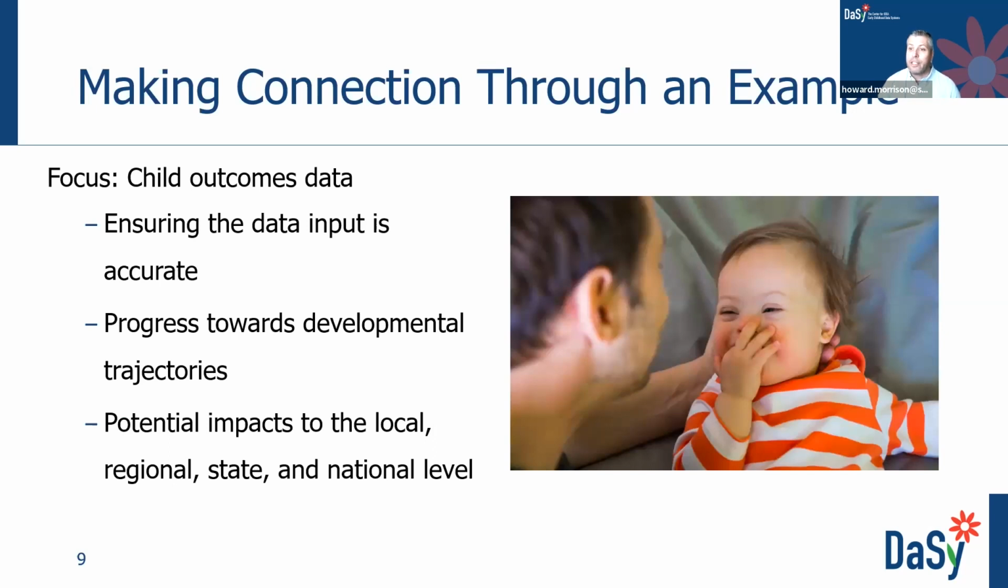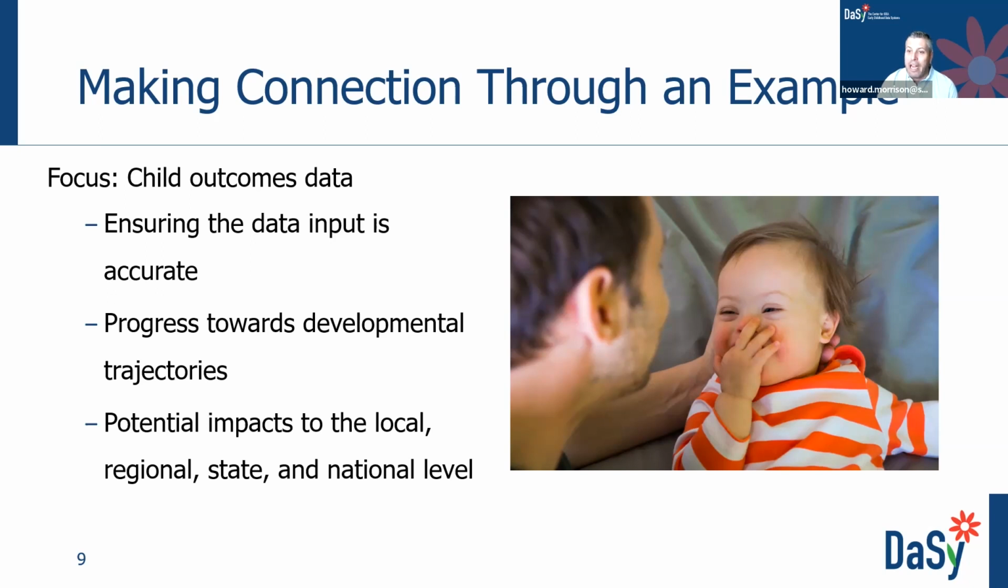To ground the characteristics of high quality data in application to Part C and Part B 619, let's make a connection through a child outcomes example. Child outcomes data focuses on 3 developmental outcomes for all children served in early intervention or early childhood special education under the Individuals with Disabilities Education Act, or IDEA. So 1, children have positive social emotional skills, including social and emotional relationships. 2, children acquire and use knowledge and skills, including early language communication and early literacy. And 3, children use appropriate behaviors to meet their needs.